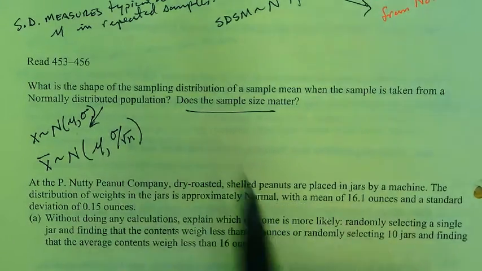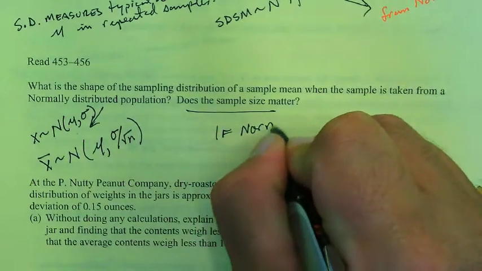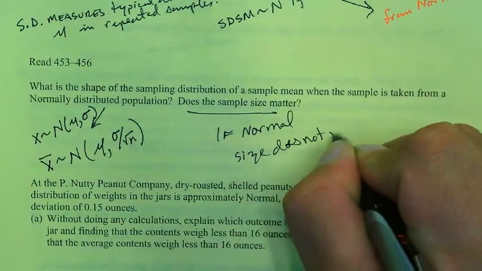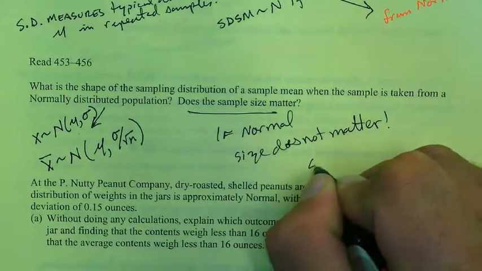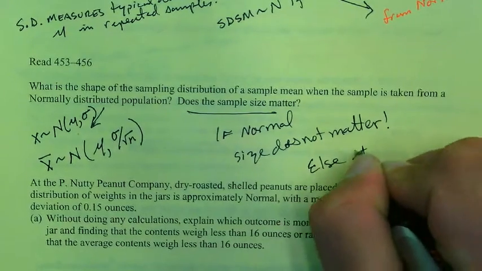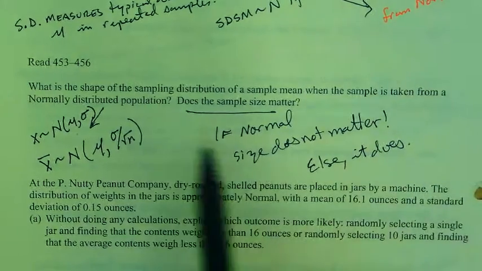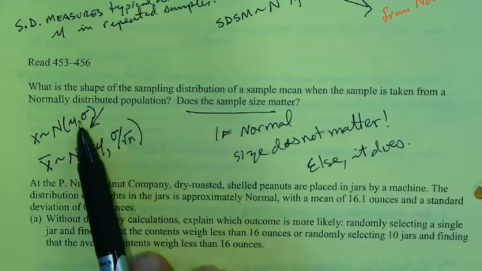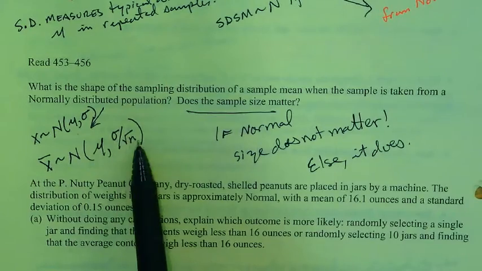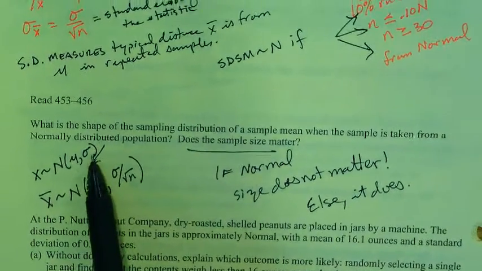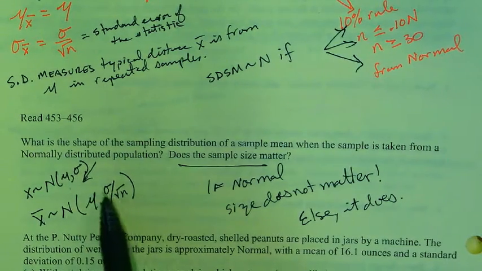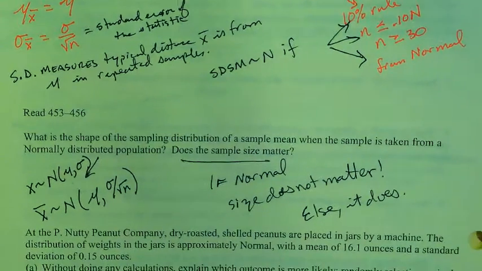So, in this case, if normal, size does not matter. Else, it does. Okay? So if we know x is normally distributed, then x bar is normally distributed. Mu, sigma, sigma over root n. And remember, this is known as the standard error of the statistic here. The standard error of the statistic. Alright? Very important. Very important. So we'll do the P-nutty example in the next video.